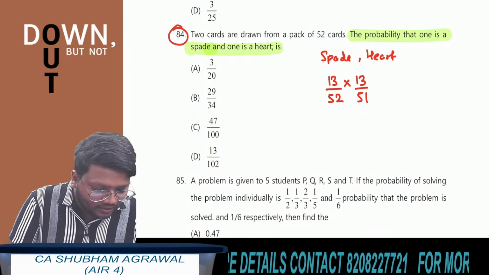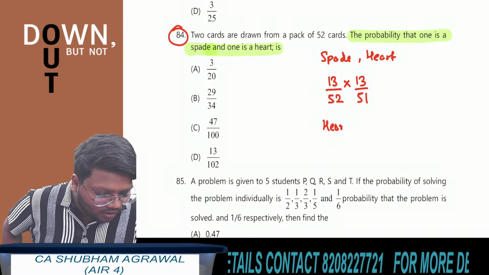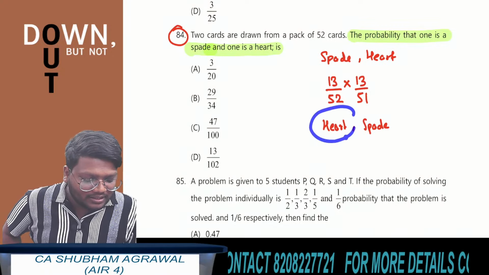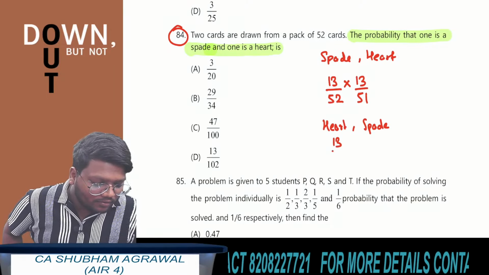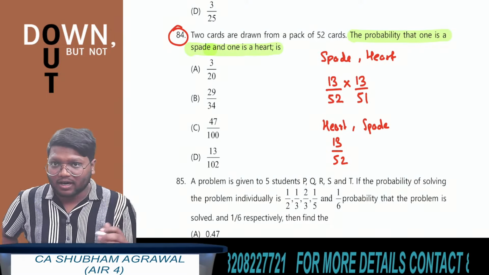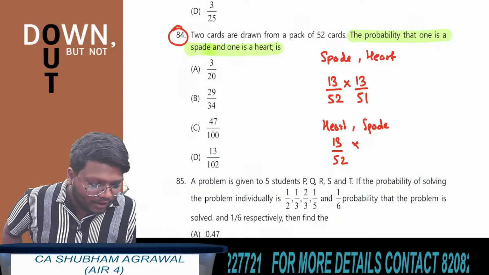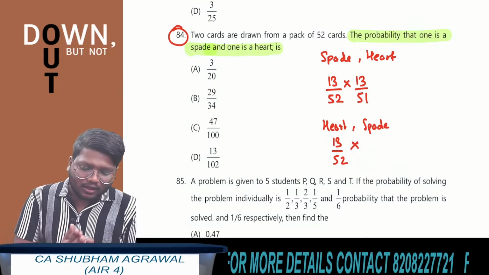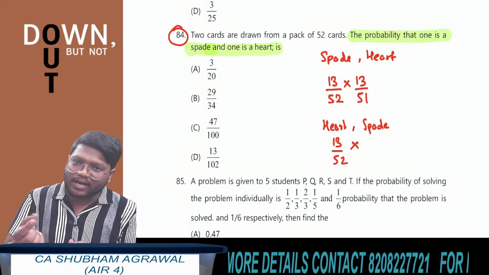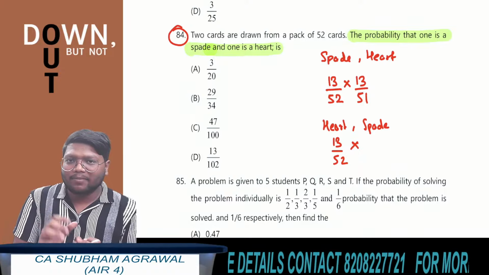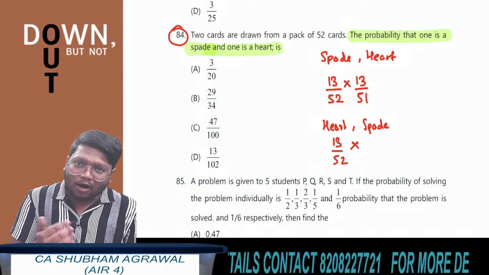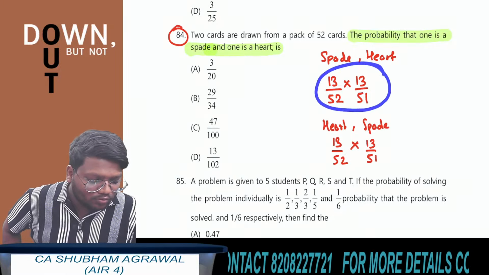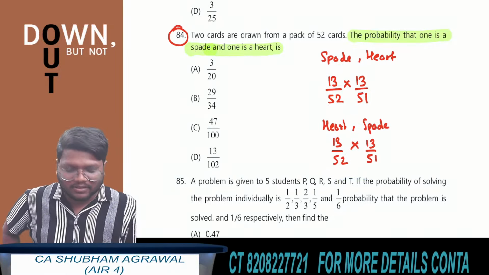There is one more case here, that the first card drawn is of heart and the second card drawn is of spade. What is the probability that the first card drawn is of heart? 13 by 52. There are 13 cards of heart and the total number of cards is 52. What is the probability now that the second card drawn is of spade? It will be 13 by 51, because already we have picked one card. 51 cards remain, and out of these 51 cards, 13 are of spade. So 13 by 51. We have to add these two probabilities and this will give us the final answer.